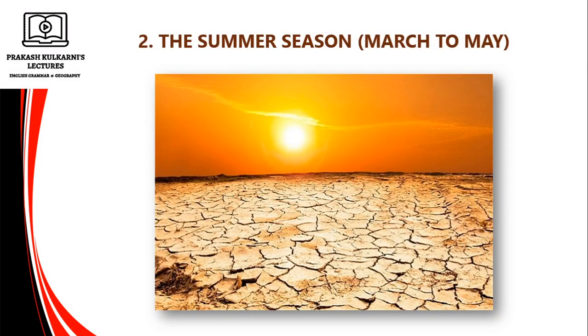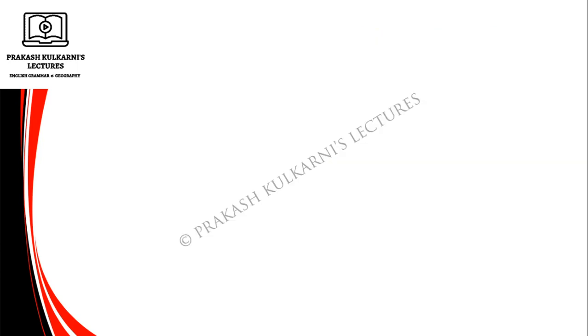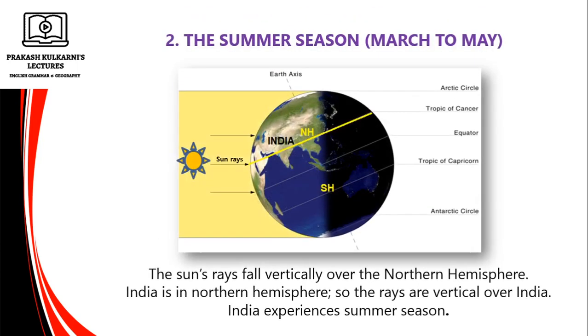The second one is the summer season, March to May. Have a look at the diagram here. I have mentioned here NH is the northern hemisphere, SH refers to southern hemisphere. Now the sun's rays are vertically falling over the northern hemisphere. You can see India is in northern hemisphere. Now the sun's rays fall vertically over the northern hemisphere. India is in northern hemisphere, so the rays are vertical over India. India experiences summer season during this period.